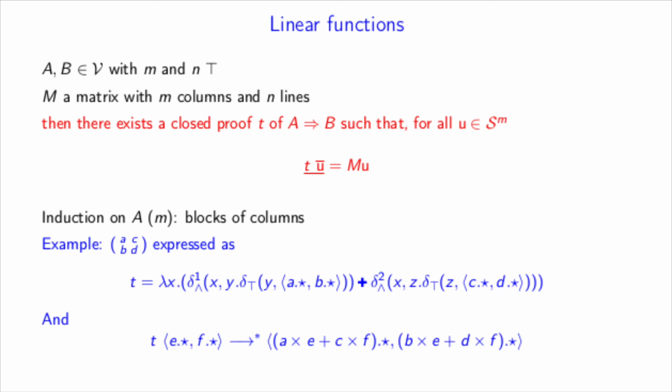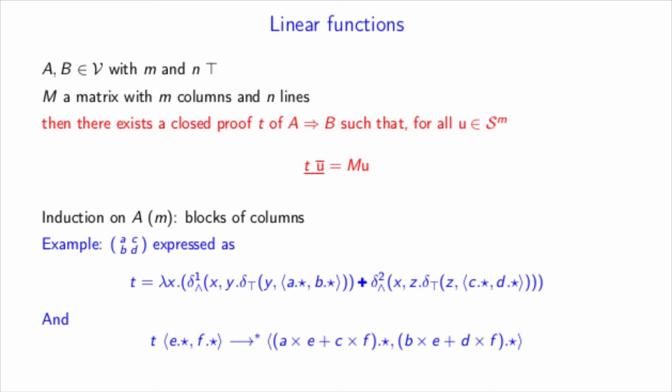Once we have represented the vectors, we can represent the linear maps in the calculus. So if A and B are two vector propositions of dimension m and n, that is with m occurrences of the true connective in A and n occurrences of this connective in B, and M is a matrix with m columns and n lines, then we can build a closed proof T of the proposition A implies B that corresponds to the matrix M. That is, if we apply this term T to a term representing a vector U, then we obtain a term that represents the vector MU.